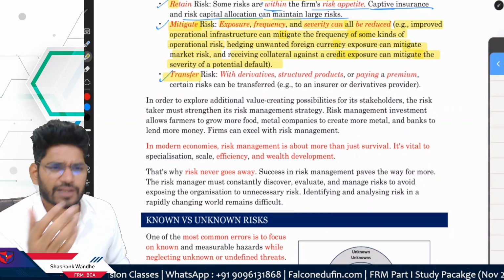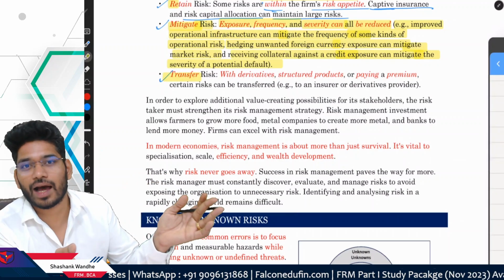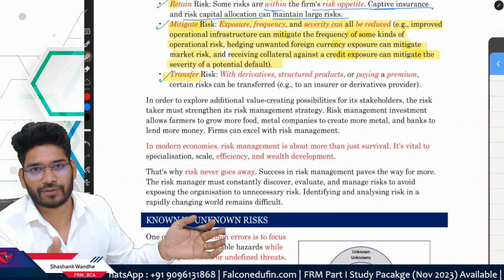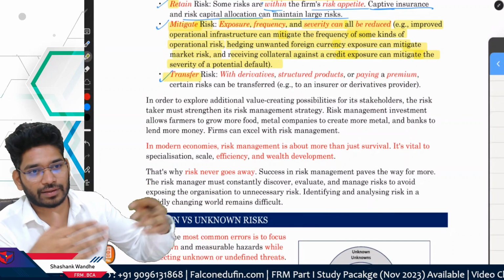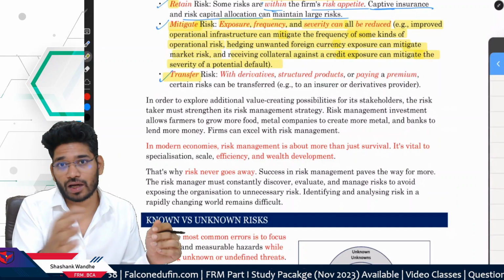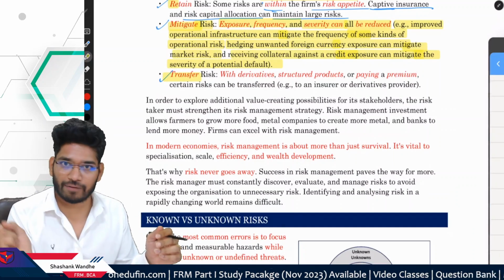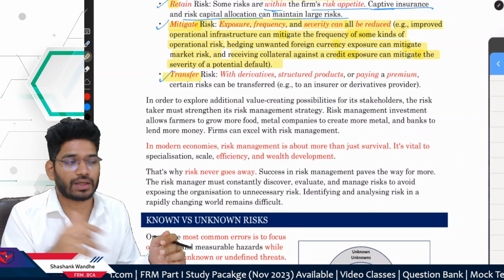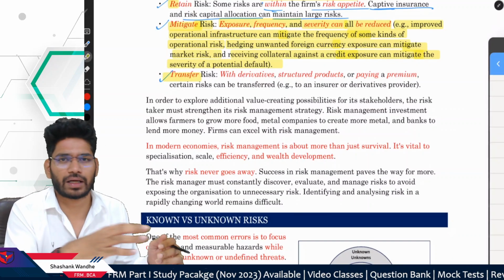Then transfer risk. Transfer risk means, again, the car example. Say I have a car, and I don't want to pay for the repair cost of the car in case of an accident. So what I will do is get insurance, car insurance, right? Similarly, it is applicable for the house, property and everything.